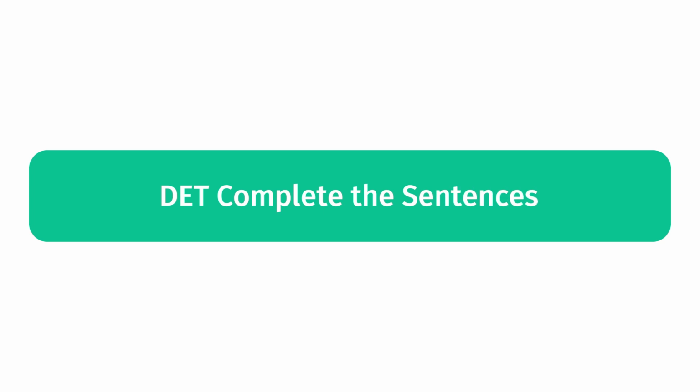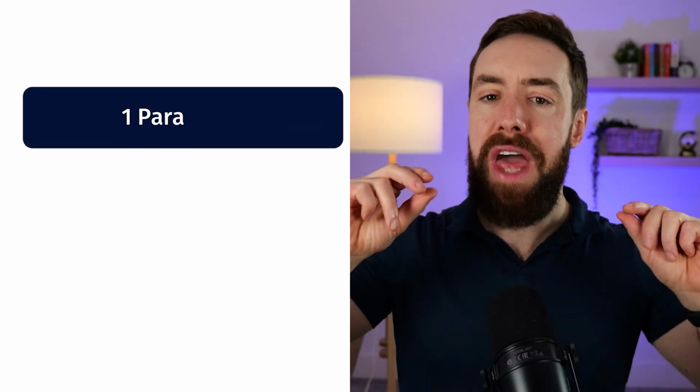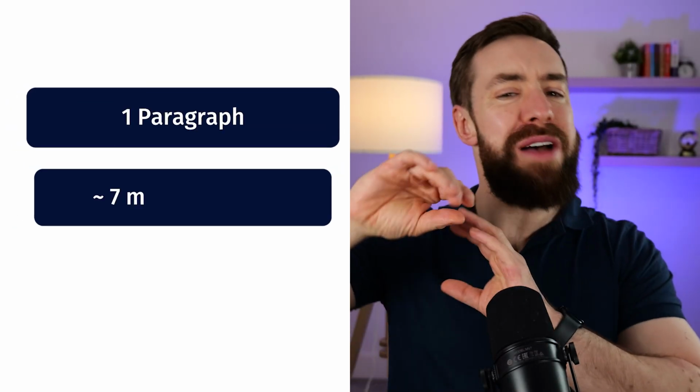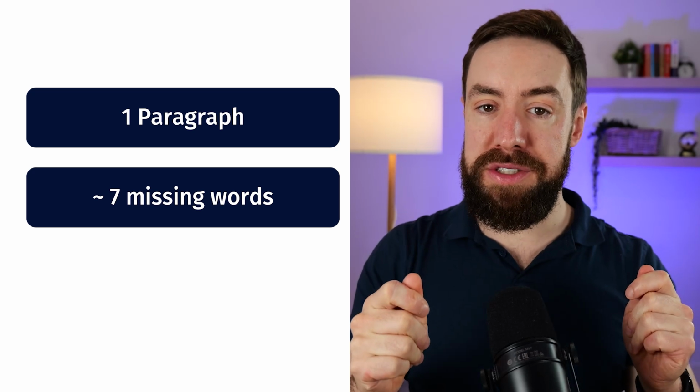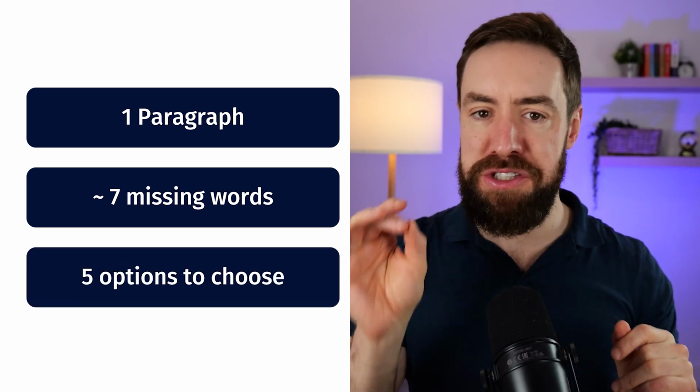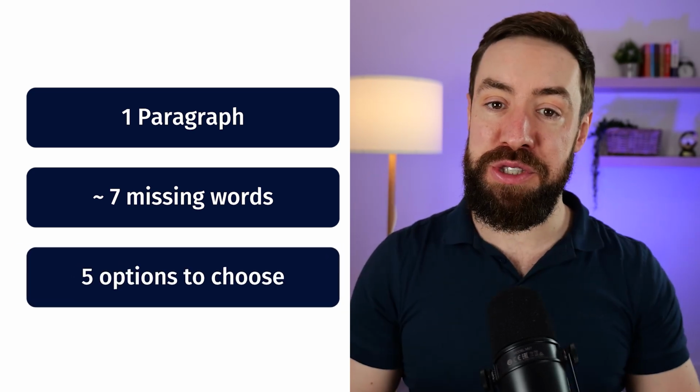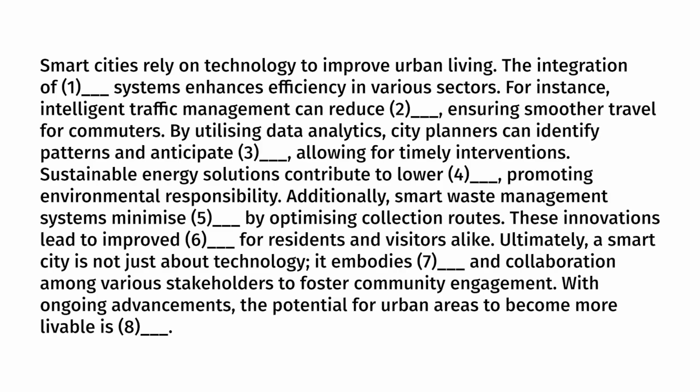Today we're looking at interactive reading, in particular the complete the sentences questions. First of all, let's take a quick look at what those questions involve. So in this task, you'll get a paragraph with around 7 missing words, and for each of those words, you'll get 5 options to choose from, and only one of those options is correct. So here's the example that we're going to be working on in today's video.